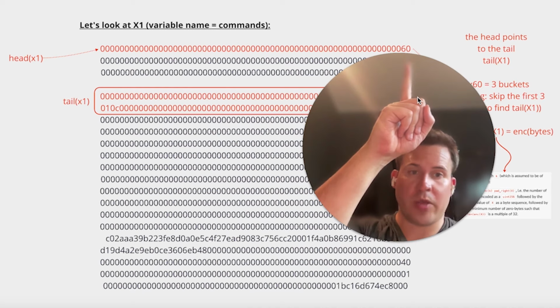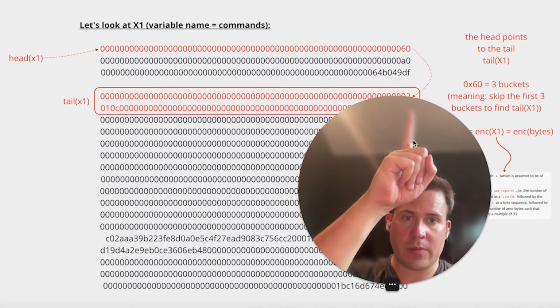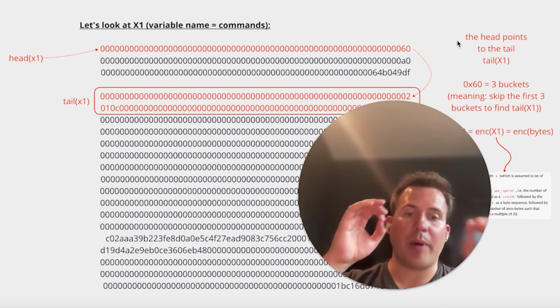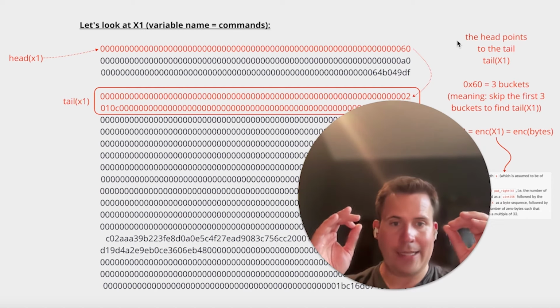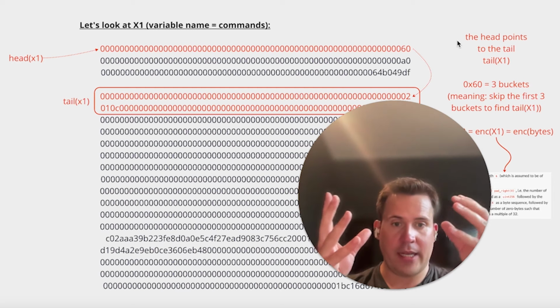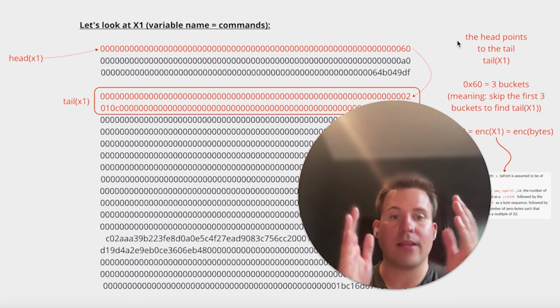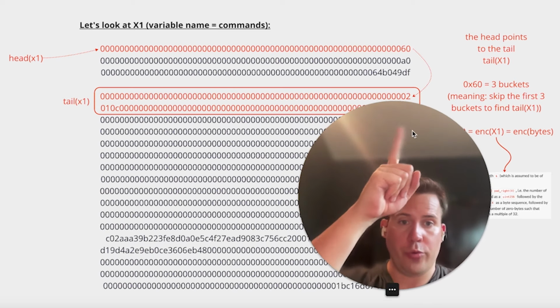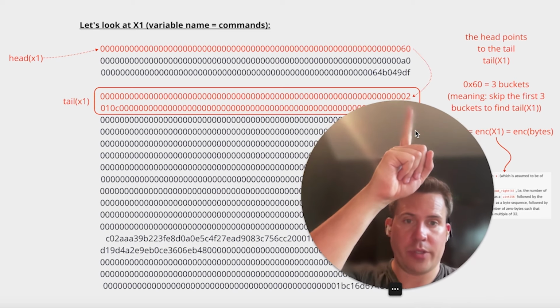So it says, I'm going to start at 0x60. Great, let's go down to 0x60. That's right here. And then that's going to be the tail. This is the tail of the bytes. And remember what that is. The encoding of a bytes is the number of bytes, which is 2. In this case, it's just 2.